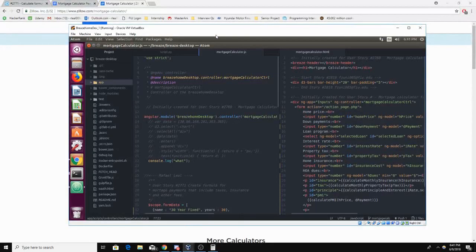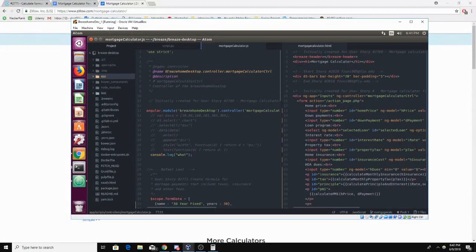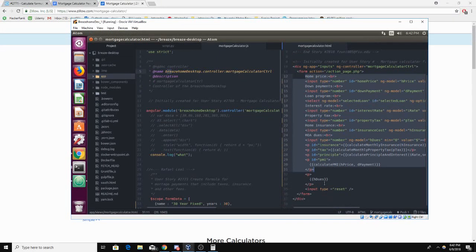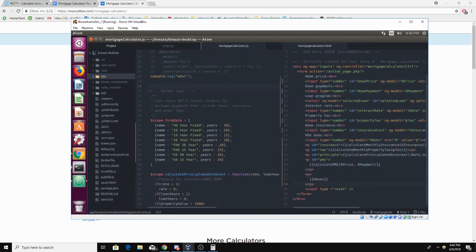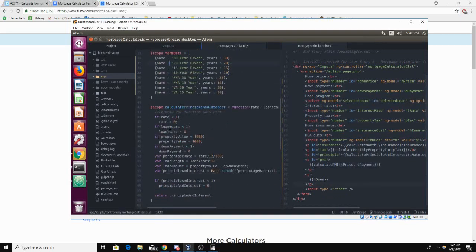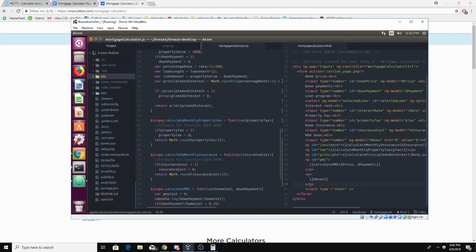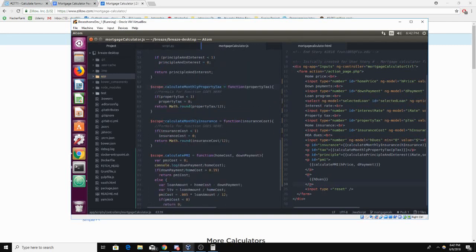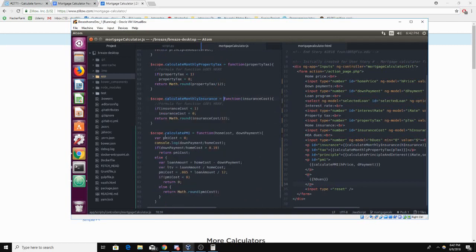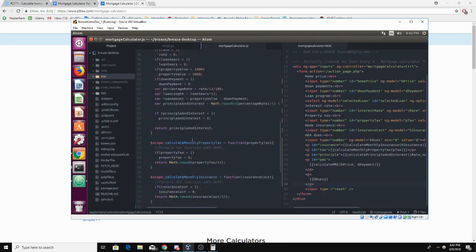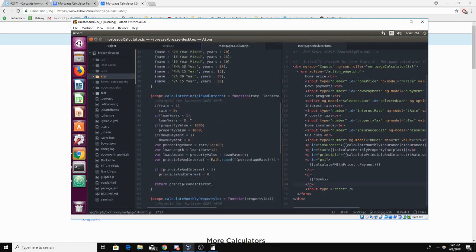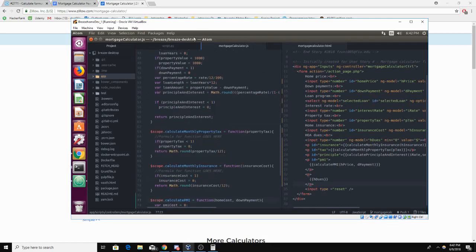So let me pull up the code. So here we have the controller on the left side, and we have the HTML on the right side. I made some inputs and the drop-down menu for testing purposes, and then here on the controller we have the dictionary for the different loans, and down here we have the different functions for calculating. So here we have the calculate principal and interest function, the calculate monthly property tax function, the calculate monthly insurance function, and the calculate the PMI function, each with their own validation and formulas that follow for calculating these things.